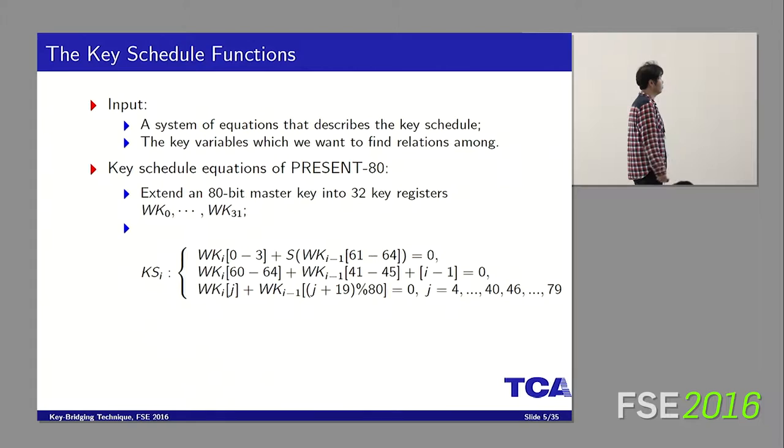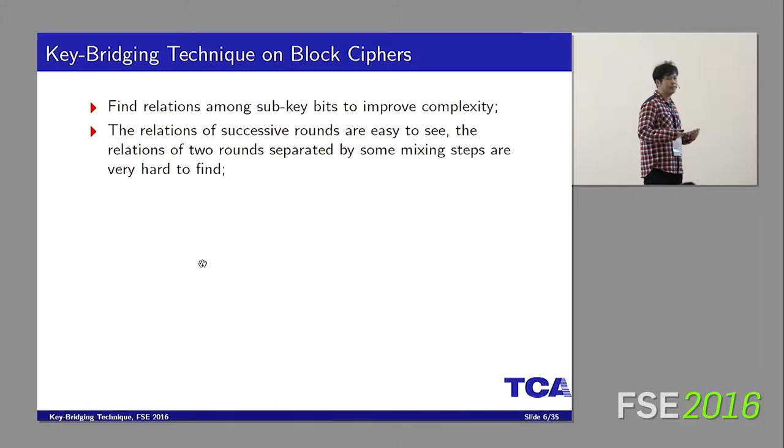When we attack some ciphers, we need to guess some keys. If we can find relations among these subkey bits, we can improve the complexity. However, the relations of the same round are easy to see. The relations of two rounds separated by some missing steps are very hard to find.